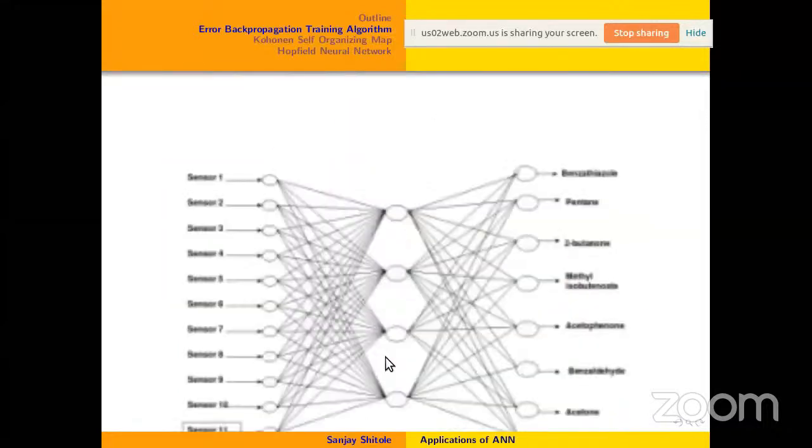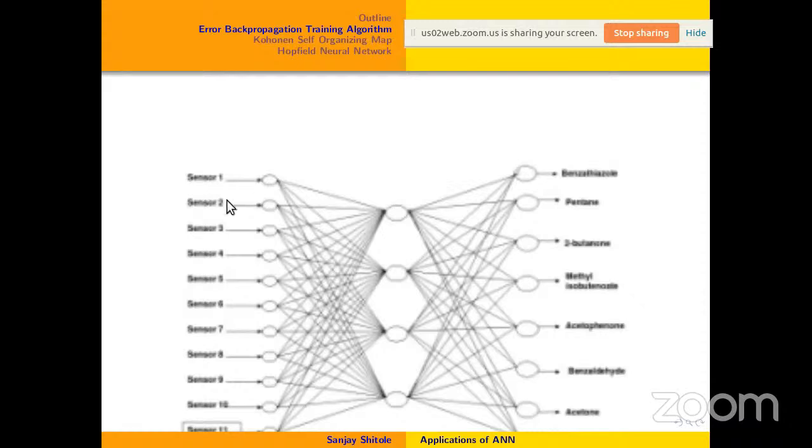Now the architecture you are observing: sensor 1 output is connected to the first neuron, sensor 2 output is connected to the second neuron, like that, total 11 sensors are there. That means you have defined 11 input neurons, because 11 sensors are there, as well as one more additional neuron, the bias. So total 12 neurons are at the input.